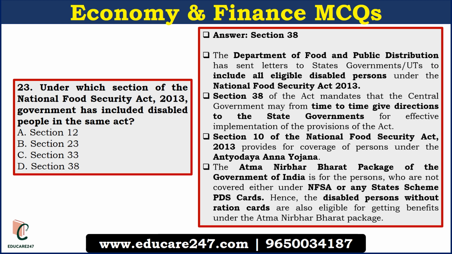Section 10 of the National Food Security Act 2013 provides the coverage of persons under the Annadata Yojana. So basically these are the two important sections. The Atmanirbhar Bharat package of the Government of India is for persons who are not part of the National Food Security Act or any state scheme or PDS card. So basically disabled people are not included in the National Food Security Act and state scheme PDS card. That's why they have been included in this act. Disabled persons without a ration card are eligible for getting benefits under the Atmanirbhar Bharat package. So this is the initiative for disabled people.